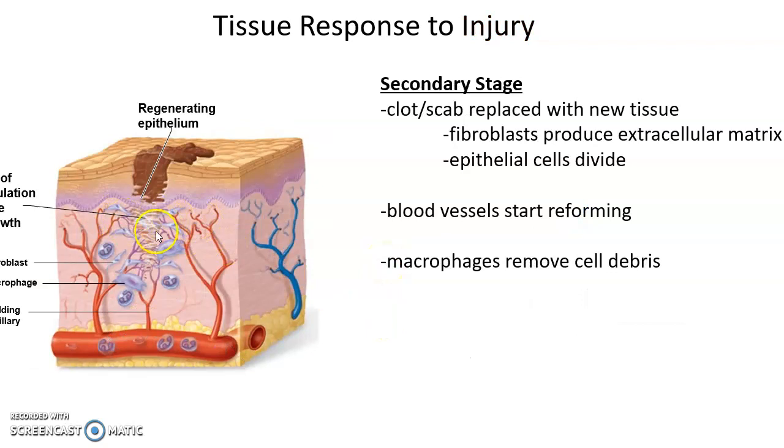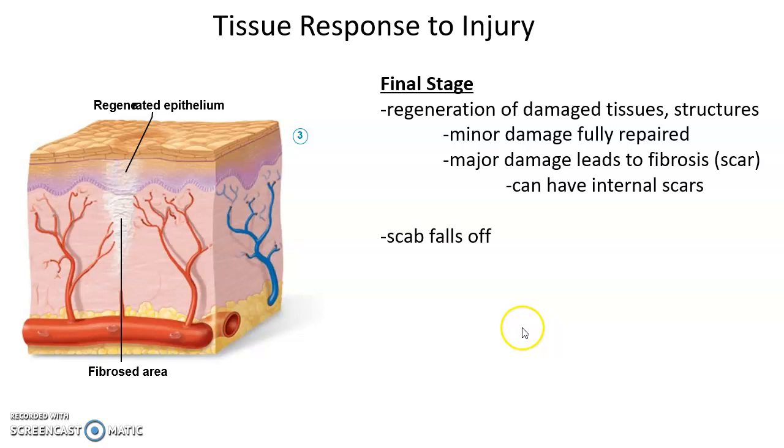After a while, the tissues that were damaged will begin to regenerate. Fibroblasts will produce more extracellular matrix. Epithelial cells will divide and fill in that space. Blood vessels will start to reform. Macrophages will arrive to remove cell debris. And then in the final stage, the tissue will fully reform.